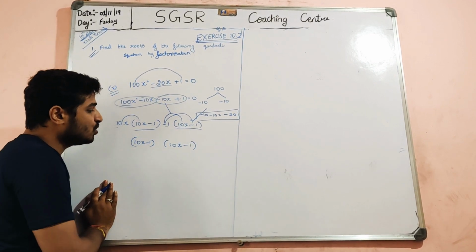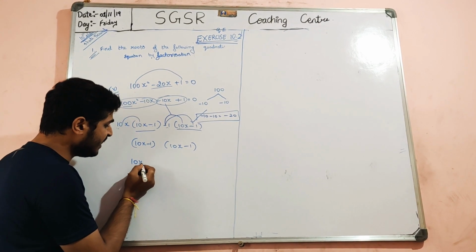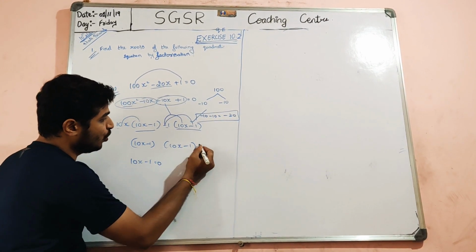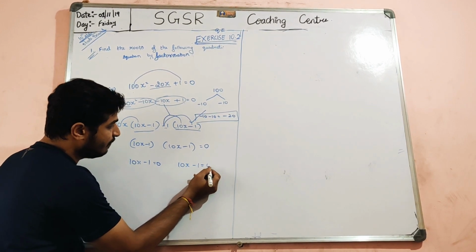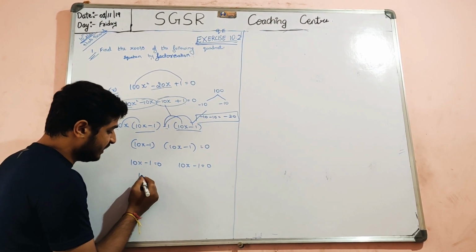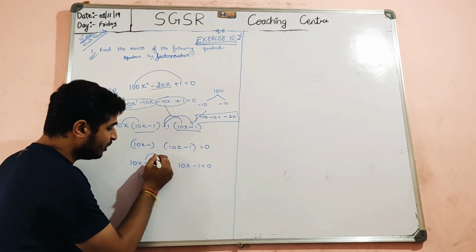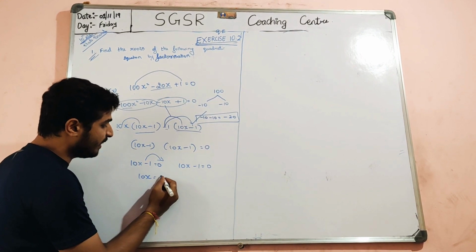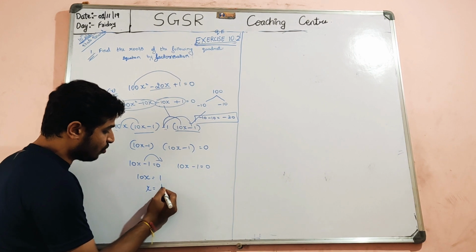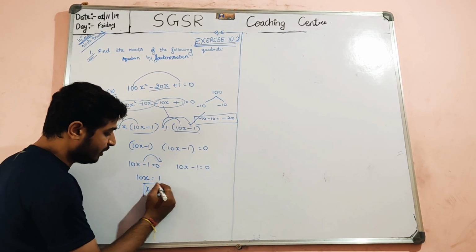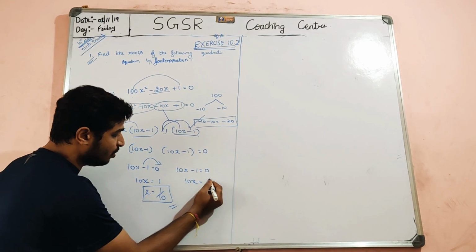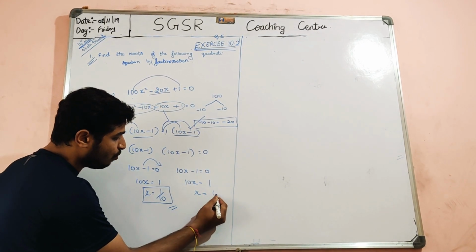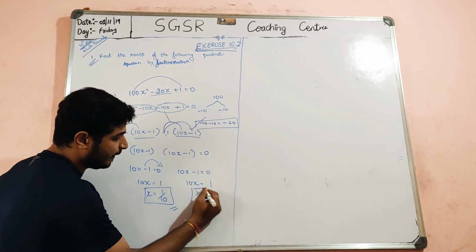Next, the two values are 10x minus 1 and 10x minus 1. So 10x minus 1 is equal to 0 and 10x minus 1 is equal to 0. Next, 10x will be equal to this. When it is transferred to here, it becomes plus 1. X is equal to 1 divided by 10. In the same way, here also 10x is equal to 1, x is equal to 1 divided by 10.